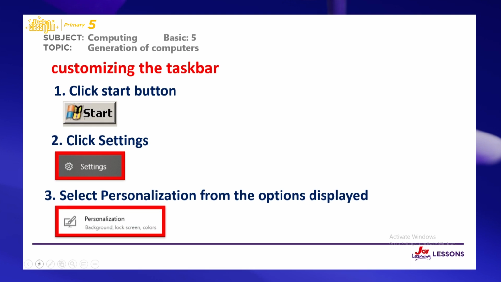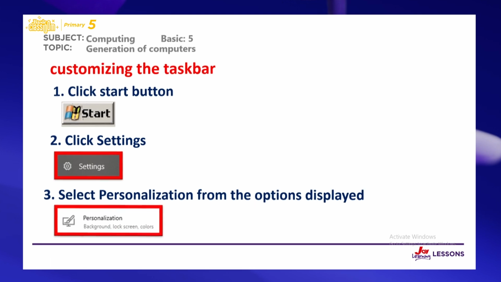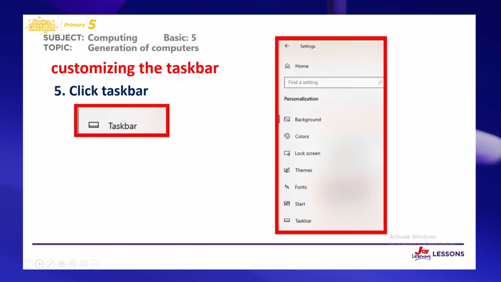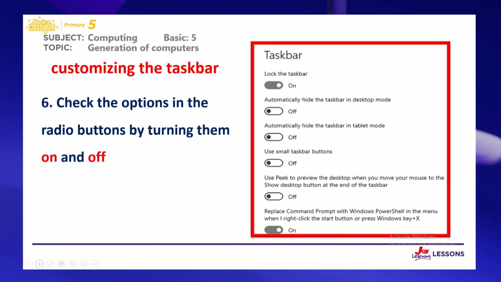And this is personalization. When you do that, you will see this dialog box here. On this dialog box, we have other items, but what we are going to do is look at how to customize the taskbar. So you select taskbar from these options. We have taskbar here, so you click on the taskbar. When you do that, we are going to have some options. This taskbar is going to display the taskbar dialog box where we can do our settings.